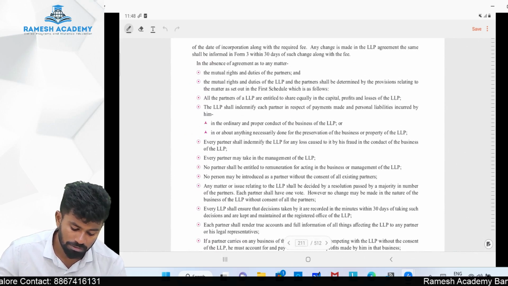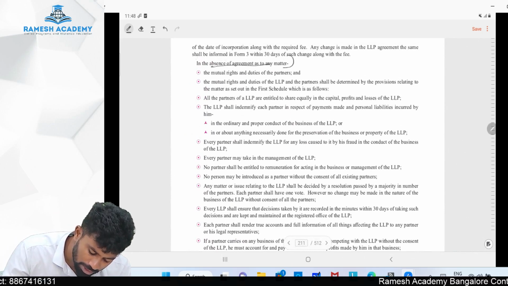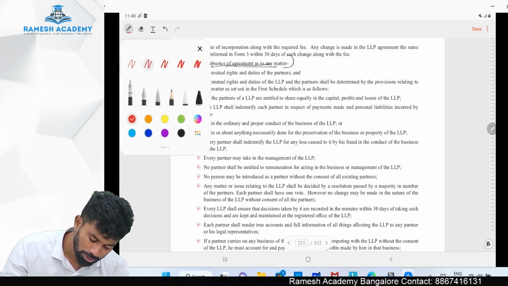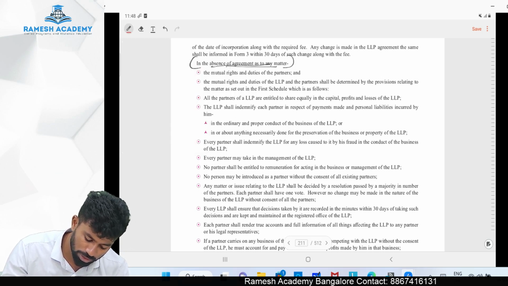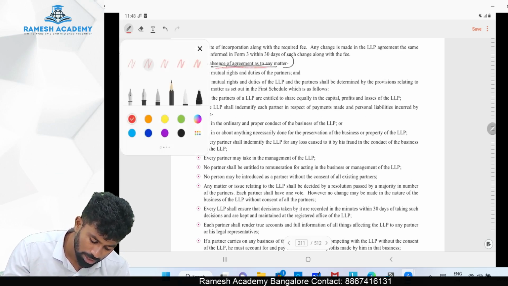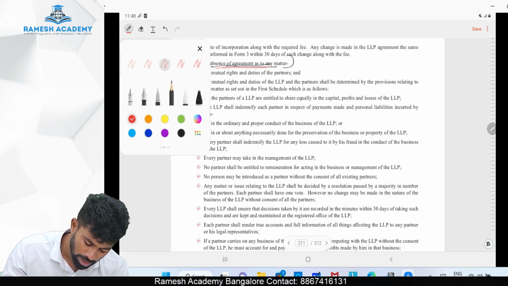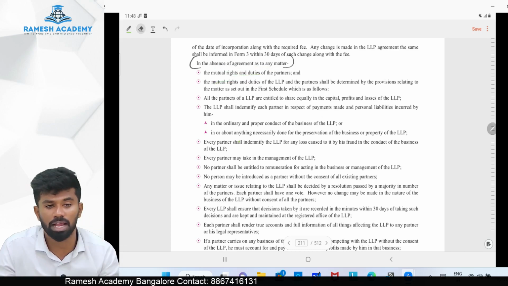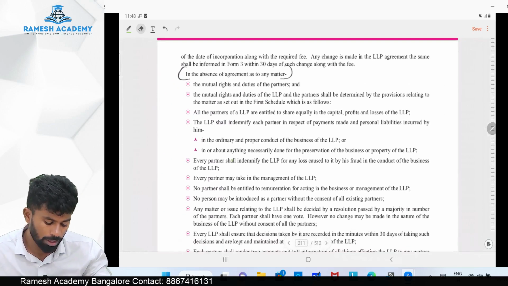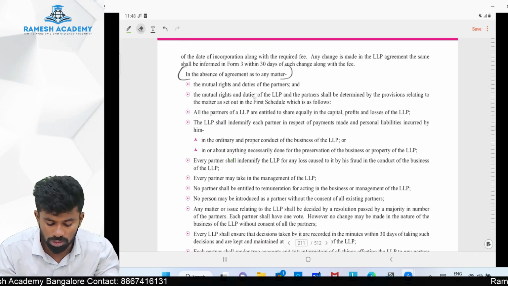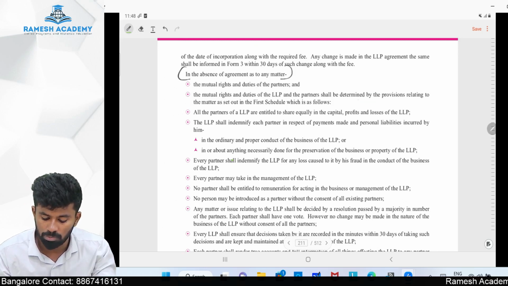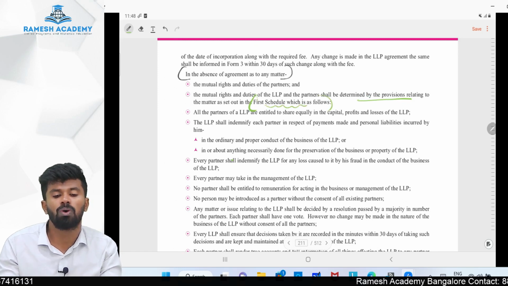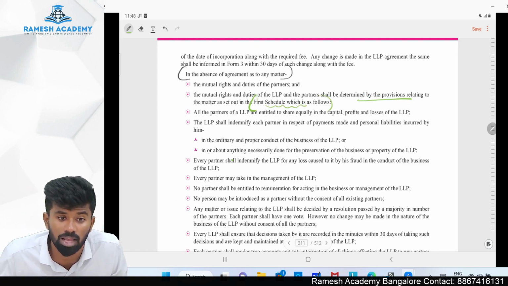In the absence of an agreement as to any other matters, meaning if the agreement is silent with respect to the rights and duties of the partners, then the rights and duties of the partners are governed by what? Governed by the LLP Act, which provides that the mutual rights and duties of the partners and the mutual rights and duties of the LLP and the partners are to be determined by the provisions of the First Schedule. The First Schedule to the LLP Act provides what?